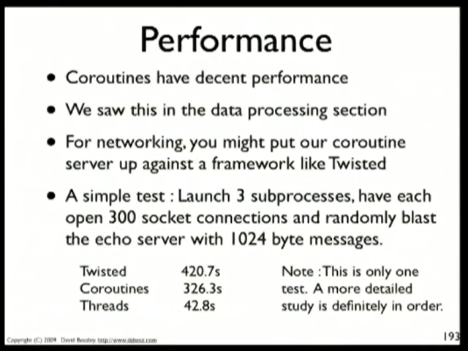Performance. I think this is an area for somebody to explore. I didn't do a ton of benchmarking on this, but I did run a test putting this up against Twisted. I don't know that this is the most appropriate test, but on a 4-core machine at my house, I basically launched 3 sub-processes. I had each of them open up 300 socket connections with this server and then just blast random 1024-byte messages at it as fast as it could do it. It's only one test, but this coroutine thing that I did was certainly competitive with what Twisted is doing.